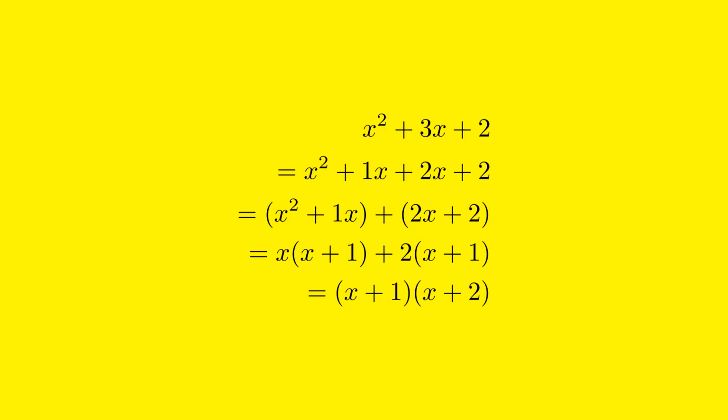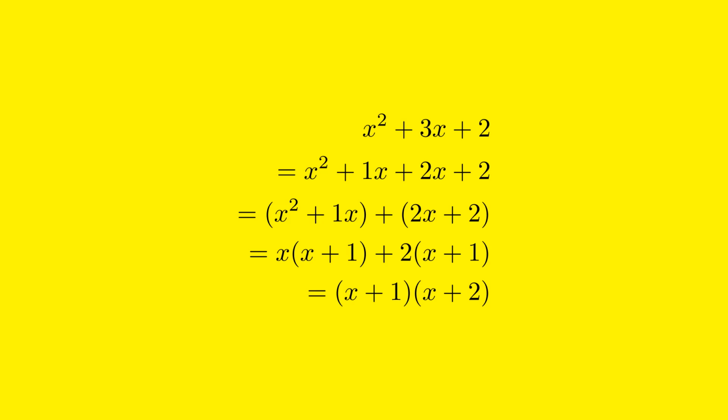Step 2 is to group the terms into pairs and factor by grouping. We take the altered expression x squared plus 1x plus 2x plus 2 and group it as x squared plus 1x, plus 2x plus 2. Next, factor out the greatest common factor from each pair. For the first pair, x squared plus 1x, we factor out x, which gives us x times x plus 1. For the second pair, 2x plus 2, we factor out 2, which gives us 2 times x plus 1.